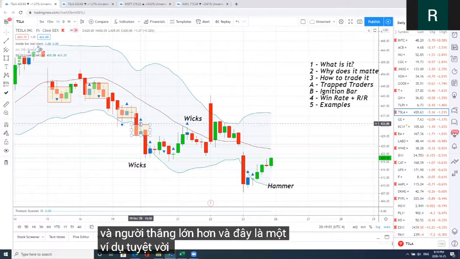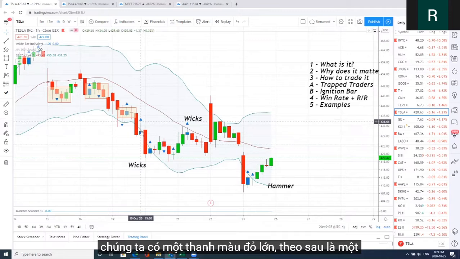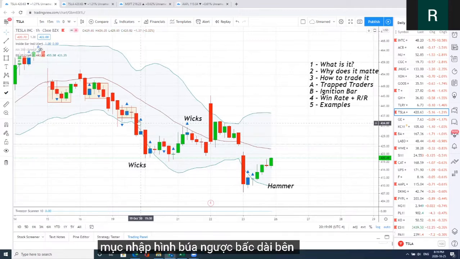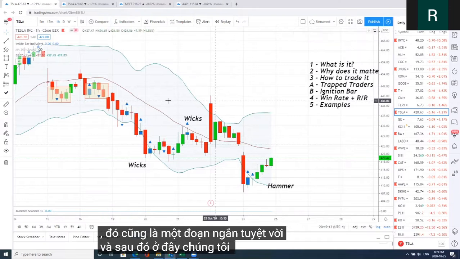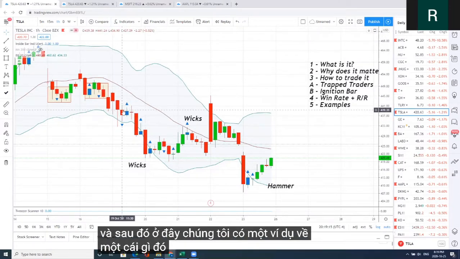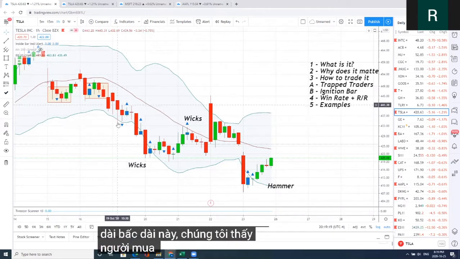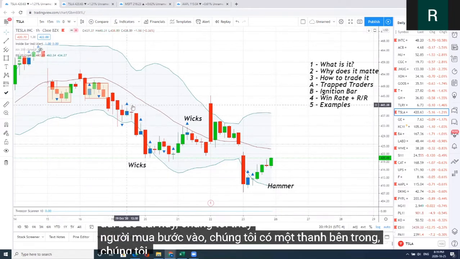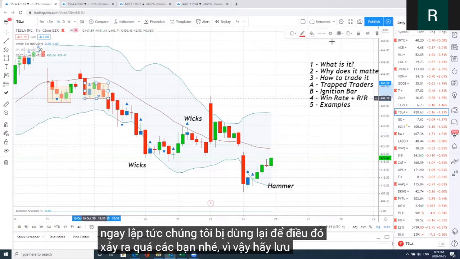And here's a great example. I really like this one where we have a big red bar followed by a long wick inverted hammer, entry below the low, stop above the high. That's a great short as well. And then here we have an example of something that wouldn't work. We have this long wick. We see buyers stepping in. We have an inside bar. We enter above the high, and then immediately we get stopped out. So that happens too, guys. All right, so be aware of that.